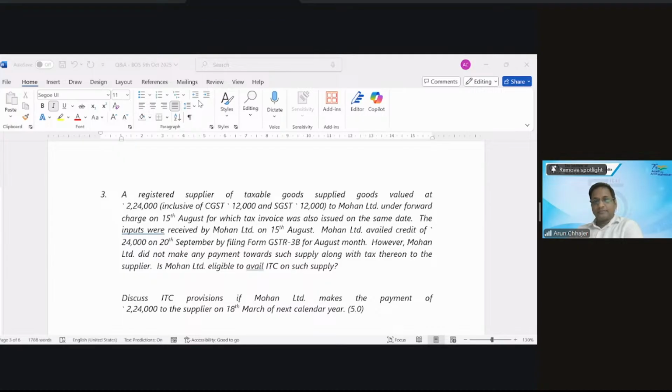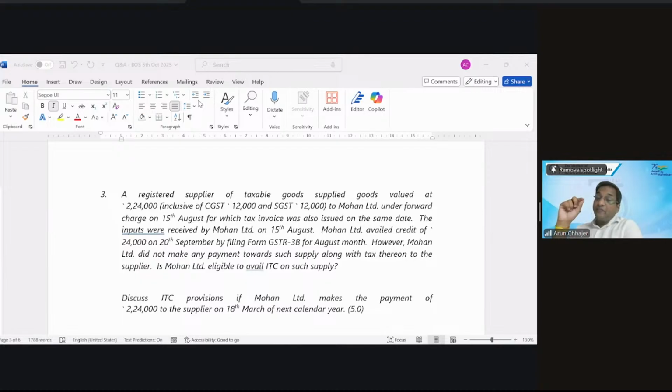Correct. Okay. Absolutely correct. So, like Harshit has written, as per 16(2) of the CGST Act, Mohan Limited can avail the ITC even though he has not paid the amount to the supplier. So on the 20th of September, while filing the GSTR 3B for August, he can claim the ITC of 24,000, assuming all other conditions of 16(2) have been satisfied.